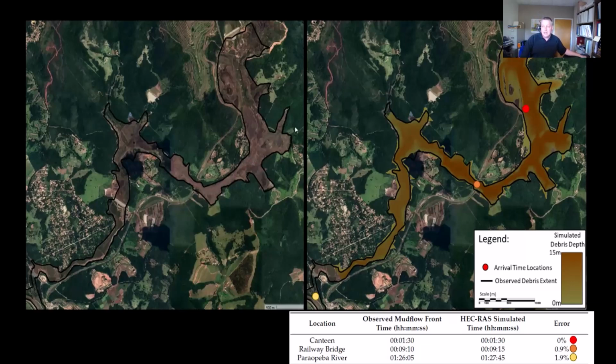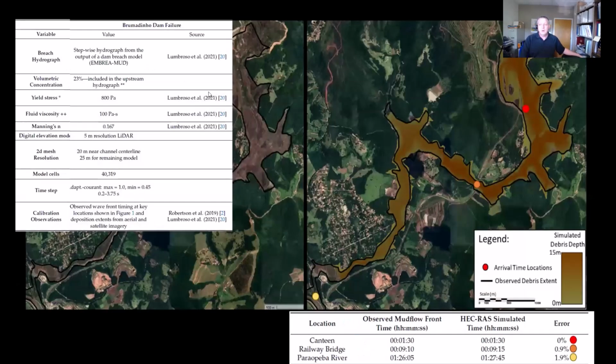And so what we did is we took the parameters that were used in Lombroso's work. Lombroso used Mike 21. And so we posited, hey, if RAS is structurally sound with respect to non-Newtonian, we should just be able to take the Lombroso parameters, put them in RAS, and get the result. And so they used these parameters, which we like a lot.